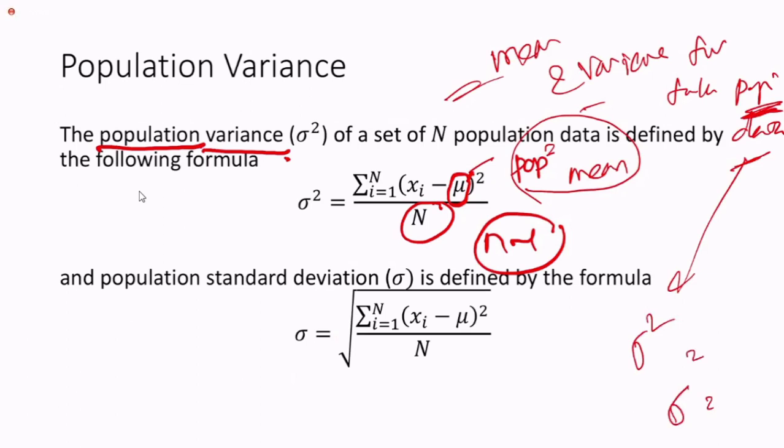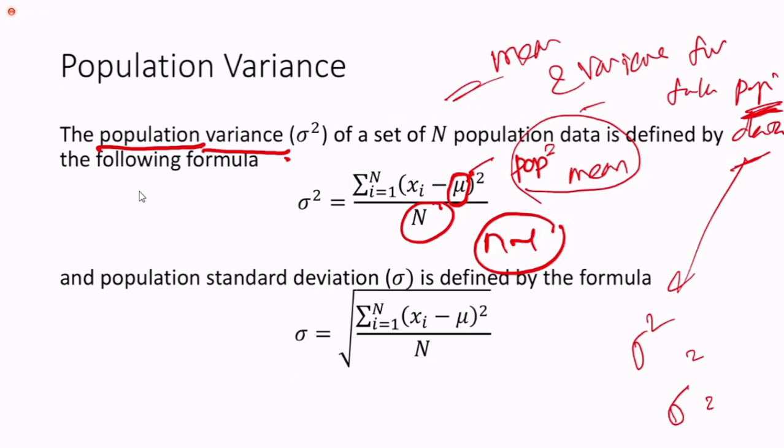Understand? So it depends on the data set we have. If we have a sample data set, we find the sample mean. If we have a population data set, we find the population mean, population variance, or population standard deviation. Is that clear, guys? Is that clear?